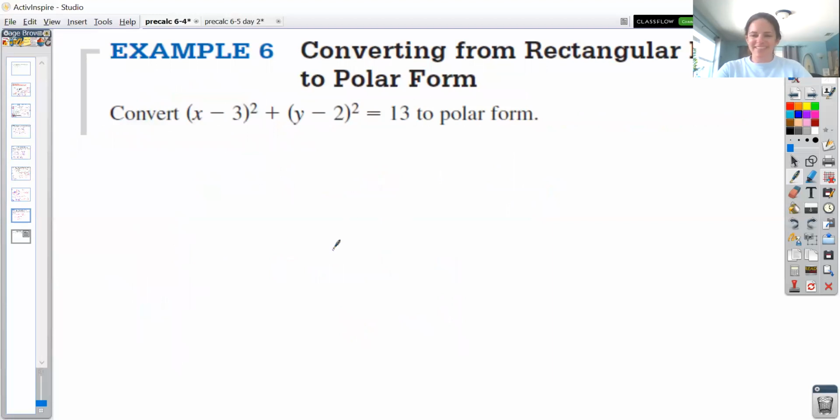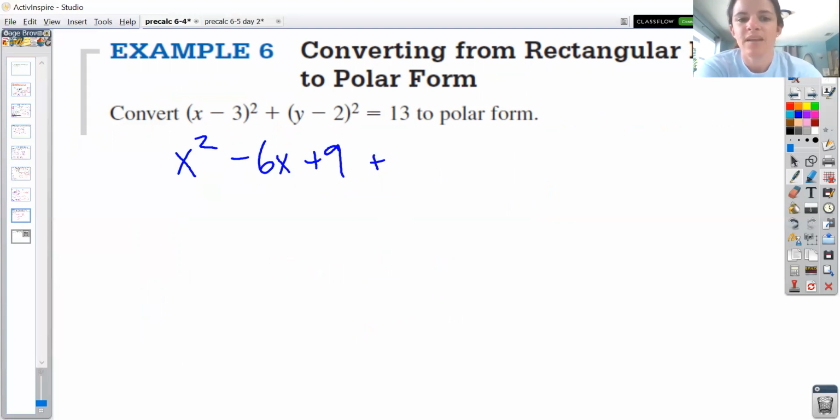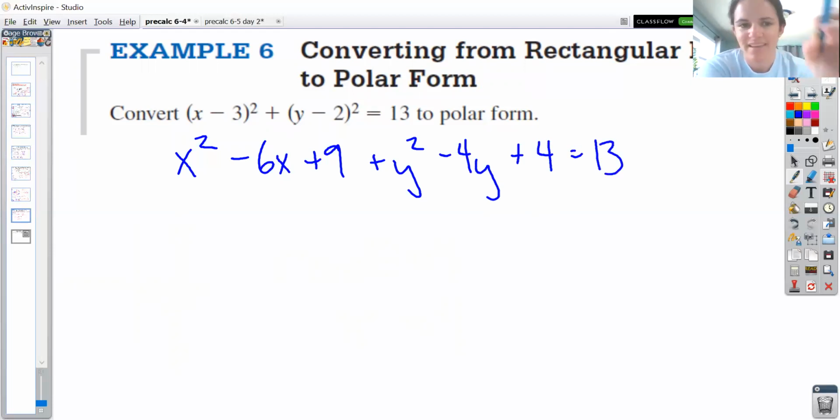And then last but not least, here's a rectangular one that we want to convert to polar. So in this case, we are going to start by expanding everything out. x squared minus 6x plus 9 plus y squared minus 4y plus 4 equals 13. Notice the 9 and the 4 and the 13, I can just subtract 13 from both sides and that goes away, and then I would have equals 0 on here. Don't lose the other side of your equal sign, please.